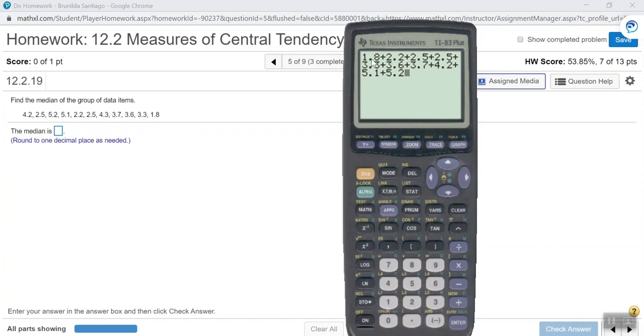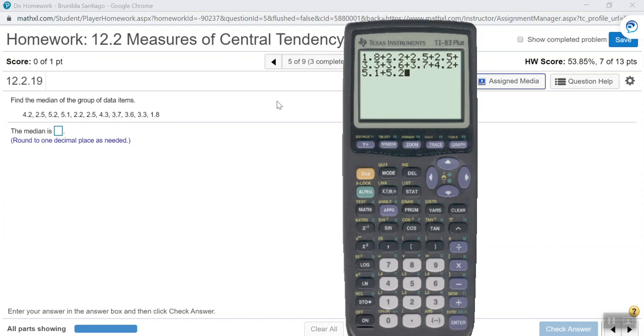I'm going to count them to make sure that I have 11. 1, 2, 3, 4, 5, 6, 7, 8, 9, and 10. Seems that I am missing one, so I do have the 4.2, 2.5. I have 5.2, 5.1. Oh, yeah, I have 5.2, 2.2. It is there. 2.5 is there twice.